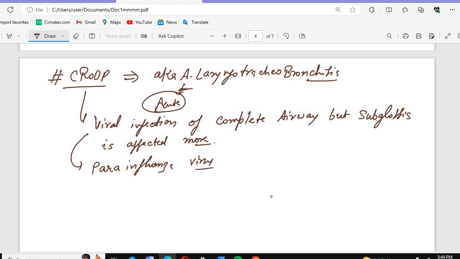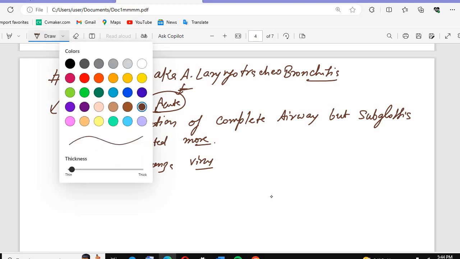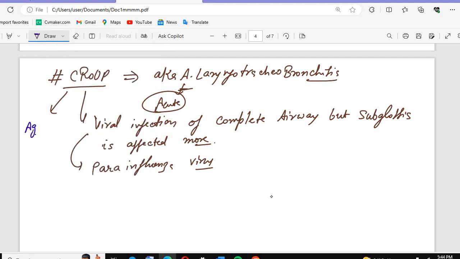Parainfluenza virus. We studied acute epiglottitis, which is common in the age 2 to 7 years. But when we talk about croup, remember this: the age for croup is 3 months to 3 years. In children of 3 months to 3 years, we call this condition croup. This is also known as acute laryngotracheobronchitis.